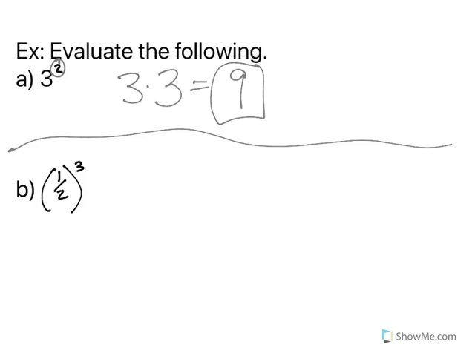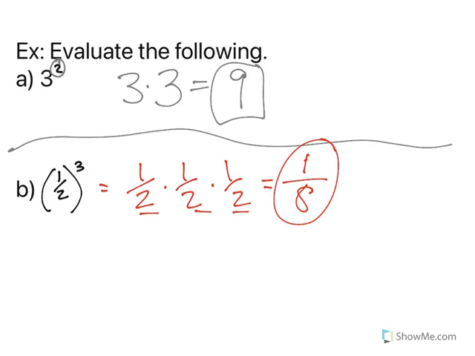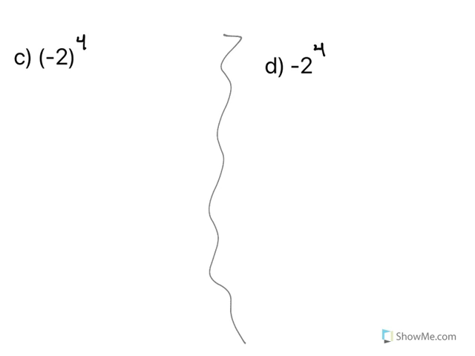If I look at letter B, I have 1/2 to the third power. Well, that's the same as 1/2 times itself 3 times. So multiply the numerators, I get 1, and in the denominator, 2 times 2 times 2 is 8. So 1/2 to the third power is the same as 1/8.